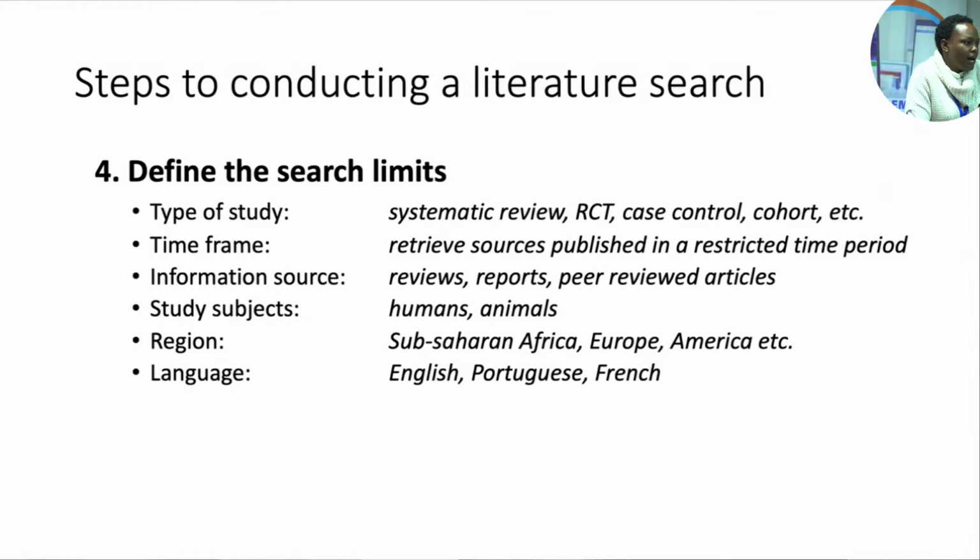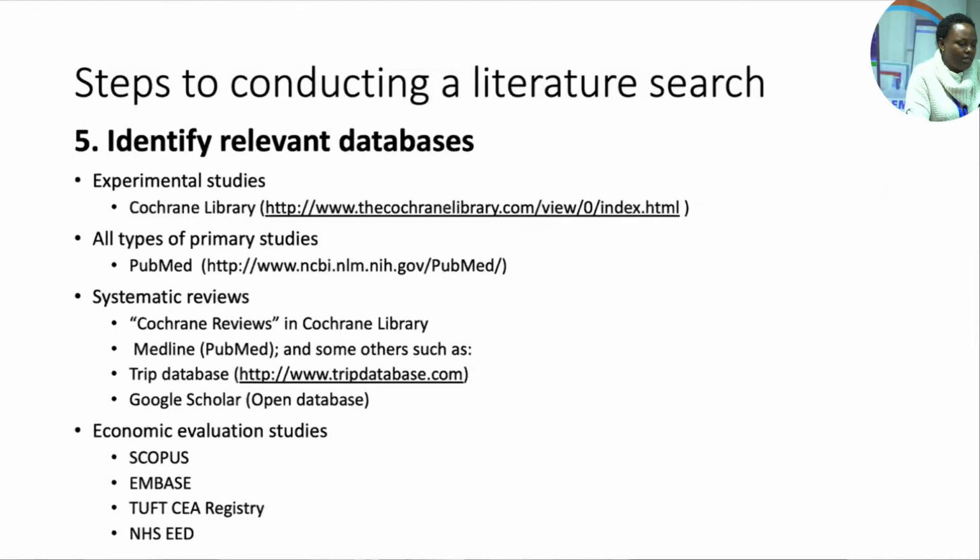So there is a bias in restricting language, but then in the end, we have to be practical. Sometimes we don't have Portuguese speakers, French speakers, so in the end, we just focus on English. But now with Google Translate, at least the abstract you can translate it into English and see if this was a really important paper, maybe you should take the time to find out what it has.